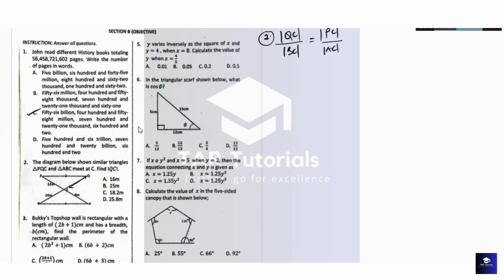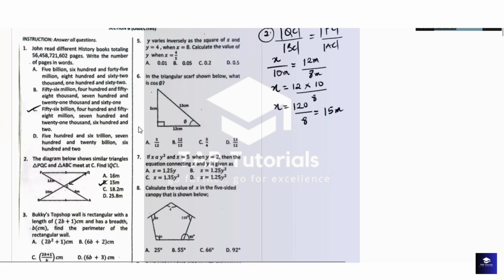Now, putting in the parameters that are given, QC is what we're looking for, so let us call QC x. We have x to line BC. Line BC is 10 meters, equals line PC, which is 12 meters, to line AC, which is 8 meters. From here, we cross multiply. We have x equals 12 times 10 all over 8, and that gives 120 over 8, which is 15 meters. And that is option B, 15 meters.